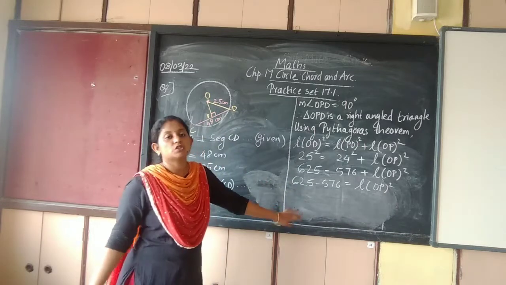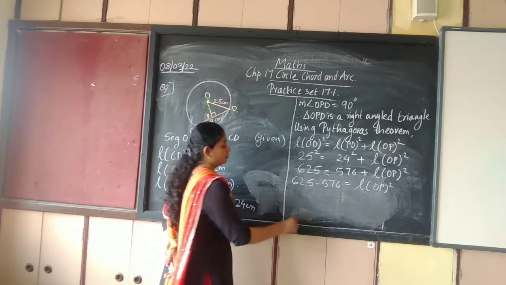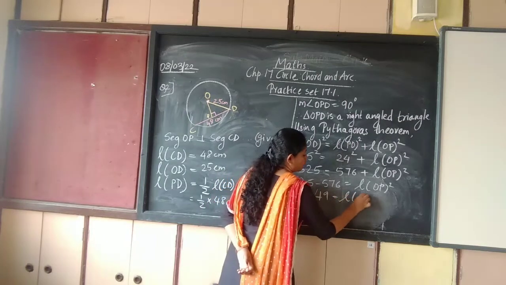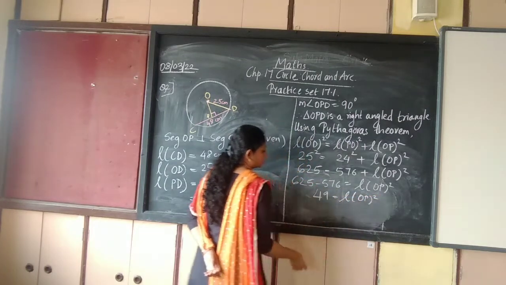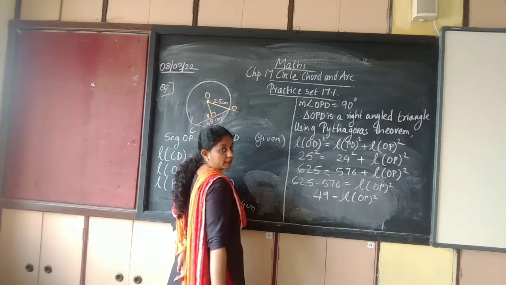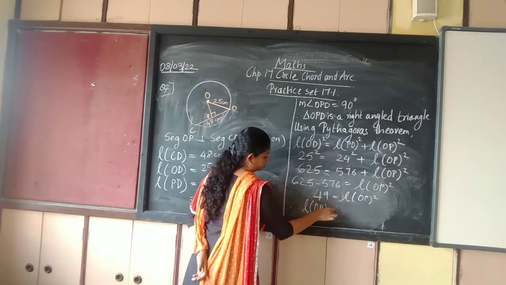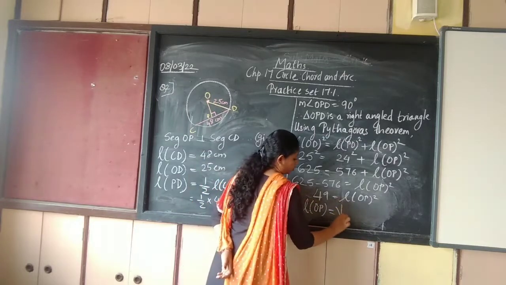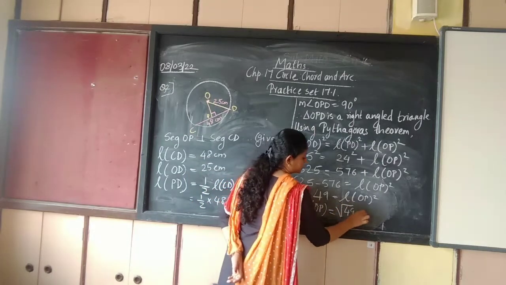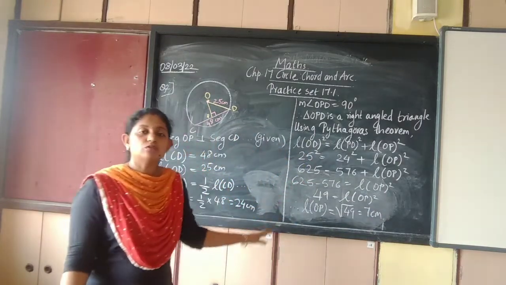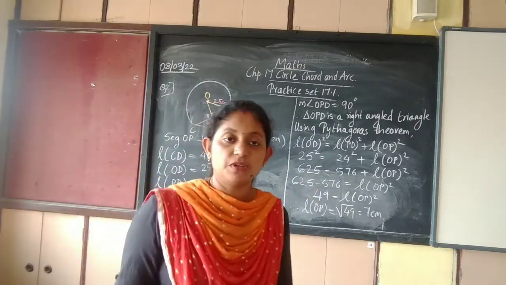When you subtract this, what are you going to get? You will get 49 is equal to length OP square. OP square is 49. We just want length OP. So therefore length OP is equal to square root of 49. That is nothing but 7 centimeter. Now students, we have written till this much. We have found out OP.